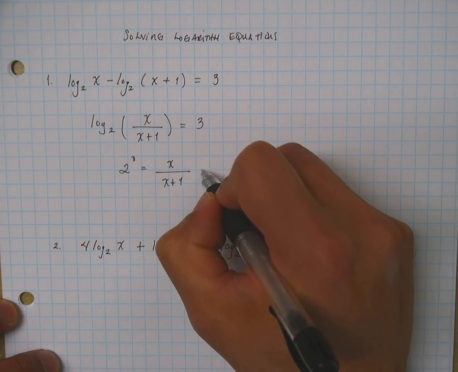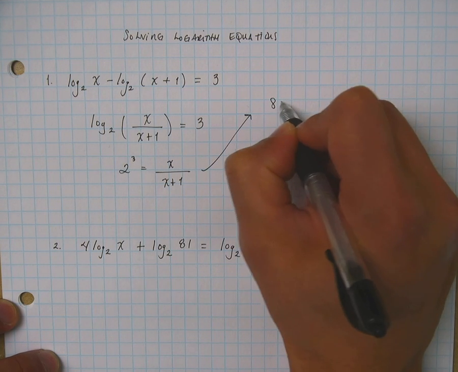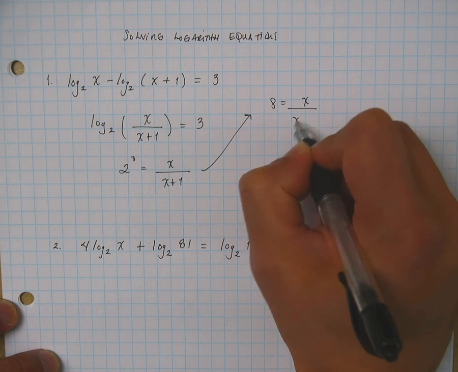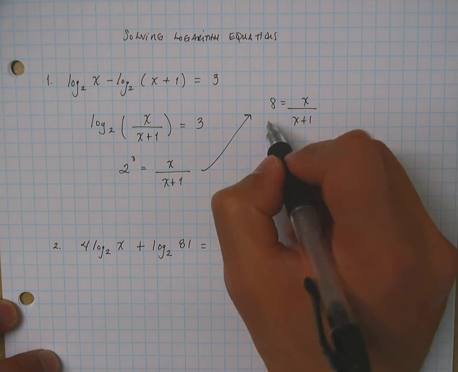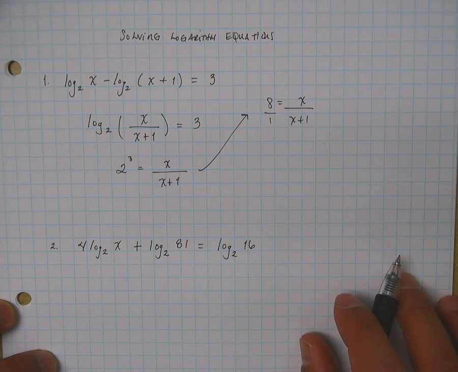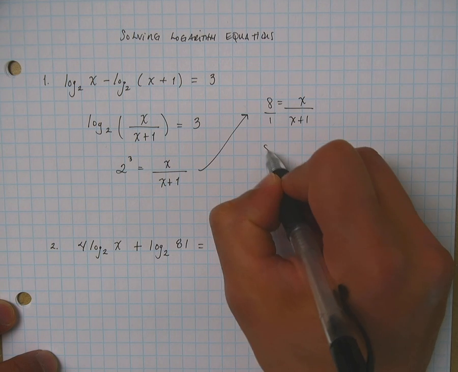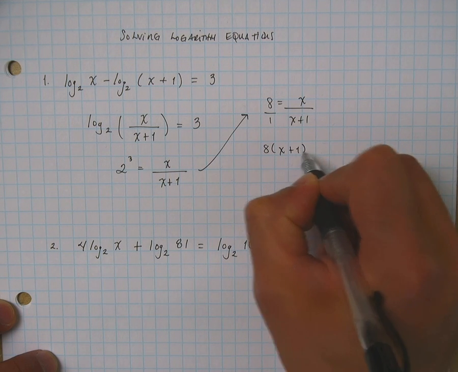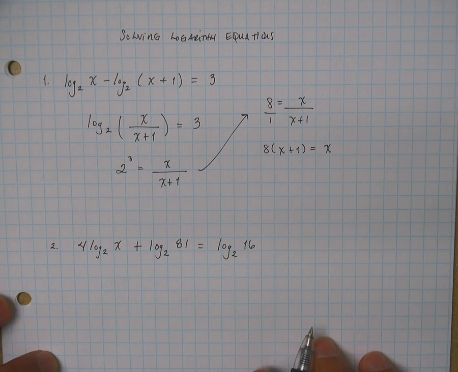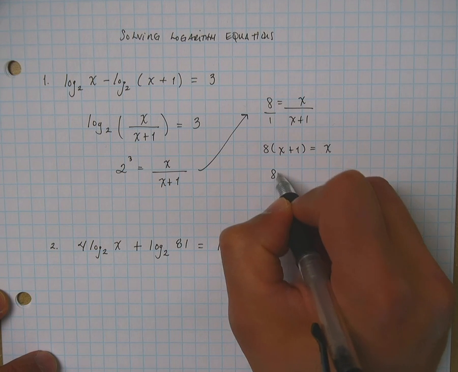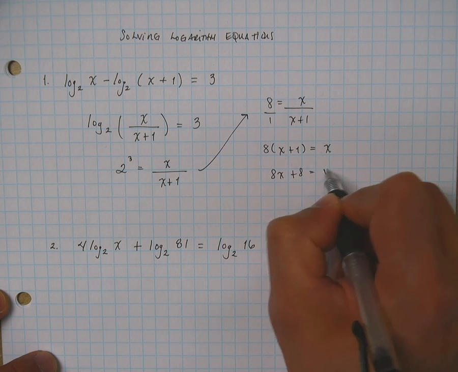Alright, now let me move it over here. That becomes 8 equals x divided by x plus 1. I could put a 1 underneath just to make it into a fraction. I'm going to go ahead and cross multiply. So you're going to have 8 times the quantity x plus 1 equals x. And just go ahead and continue doing your algebra. And it should be easy from there.